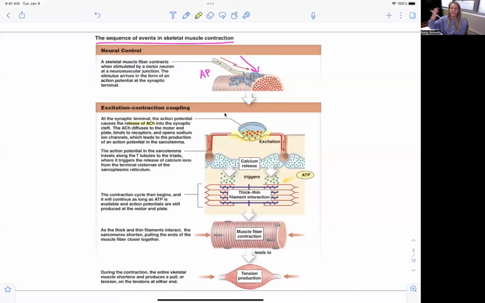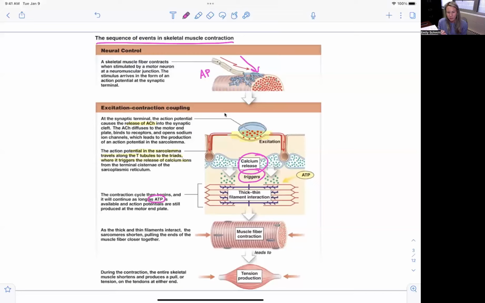We have this excitation, which is why this is called excitation-contraction coupling. The acetylcholine diffuses to the motor end plate, binds to the receptors, and leads to an action potential. This action potential in the sarcolemma travels along the T tubules, where it triggers the release of calcium ions from the terminal cisternae of the sarcoplasmic reticulum. So the contraction cycle now begins, and it will continue as long as ATP is available.